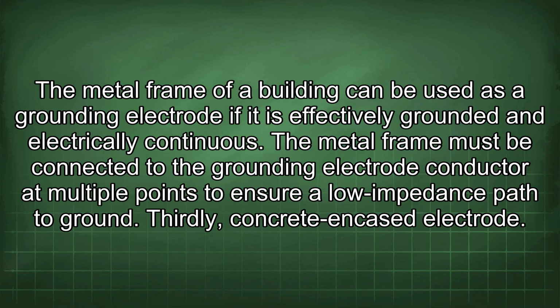Secondly, metal frame of the building. The metal frame of a building can be used as a grounding electrode if it is effectively grounded and electrically continuous. The metal frame must be connected to the grounding electrode conductor at multiple points to ensure a low impedance path to ground.